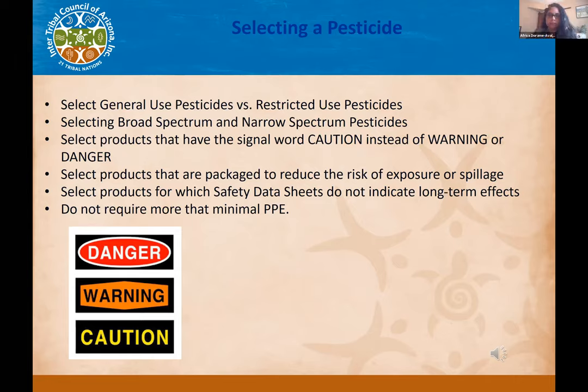Select products for which safety data sheets do not indicate long-term effects. Do not require more than the minimal PPE. So you have specific categories. You have your danger, your warning, and your caution.